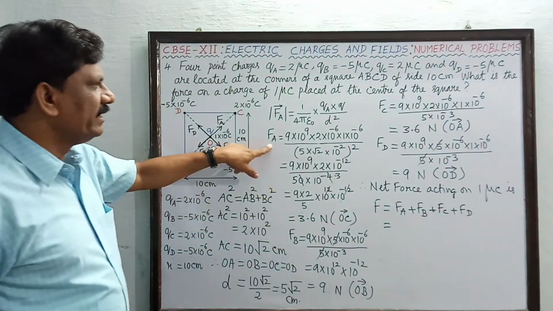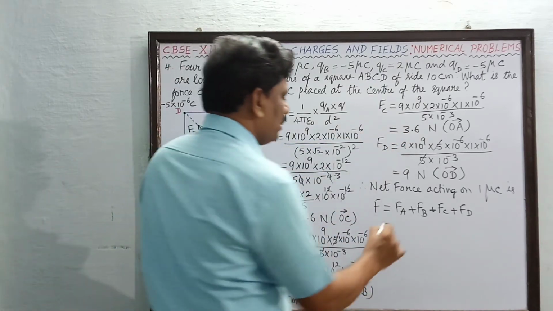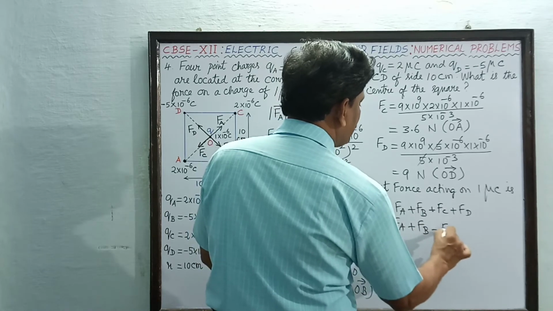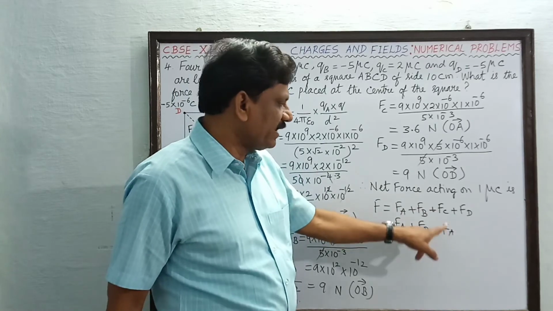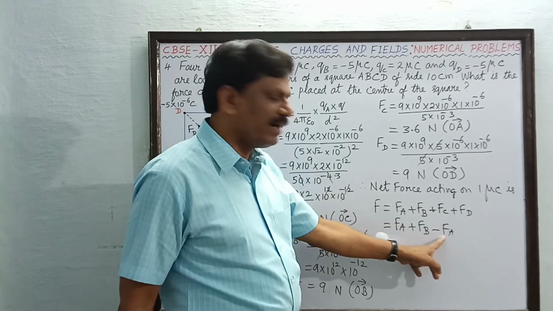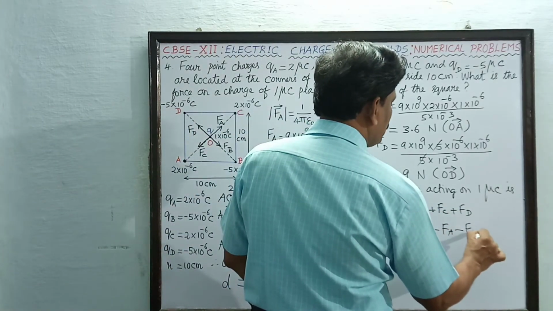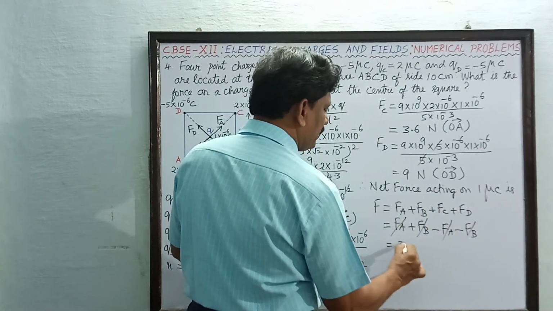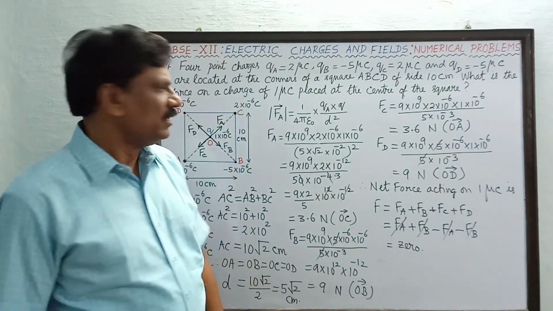But you can see here FA and FC are equal in magnitude but opposite in direction. So I can write this is equal to FA plus FB minus FA, because FC is equal to minus FA in direction. Isn't it? FC and FA are opposite to each other. So I can write this is minus FA. Similarly FB and FD, so this is minus FB. So FA minus FA, FB minus FB, and that is equal to 0. The net force is 0.